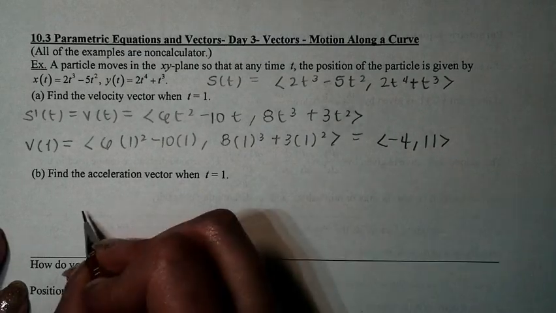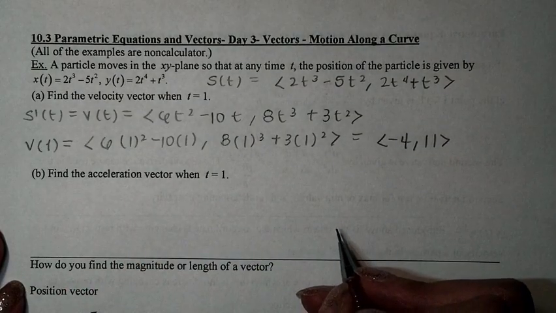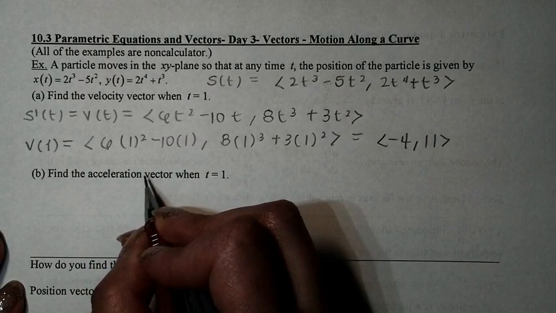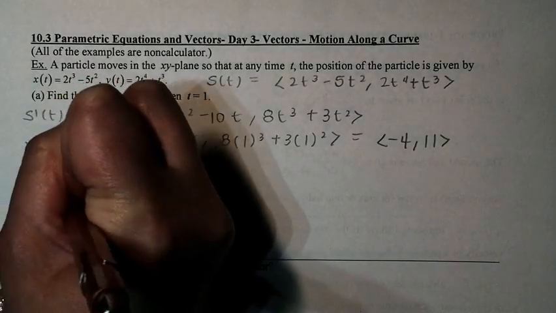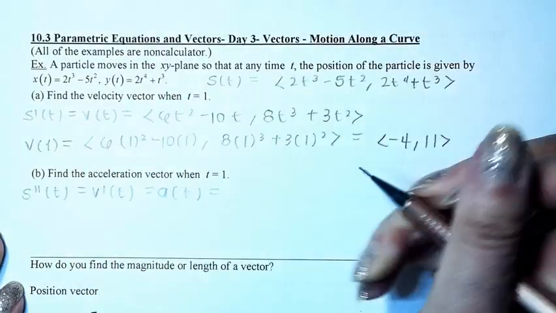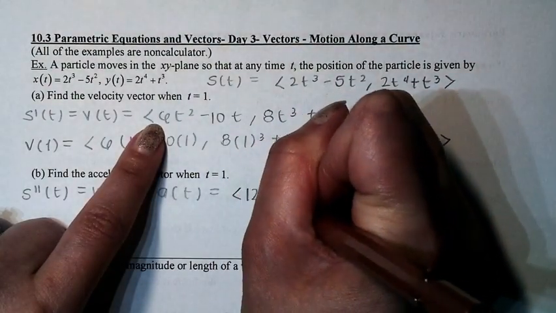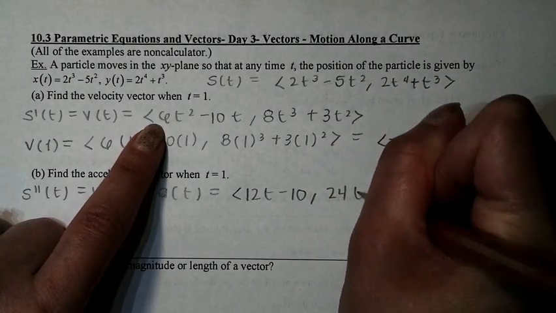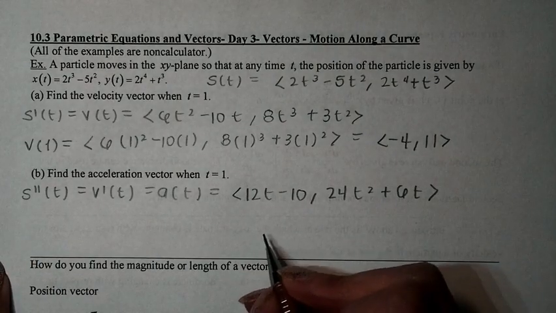Now, similarly here, they are asking you about the acceleration vector when t is equal to 1. Acceleration is the derivative of velocity, or in other words, the second derivative of position. So you can write s double prime of t, or v prime of t, or just a of t. You take the derivative of this polynomial that we have here, which is 12t minus 10, comma, and then 24t^2 plus 6t. That's the acceleration vector.